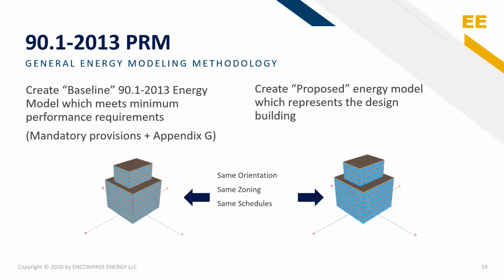And then you create a proposed model, which represents the actual design building. So it might be slightly different in terms of systems, in terms of amount of window, but a few things must be the same. So you have to have the same orientation. You can't take credit for siting on your building, though we'll talk about rotating the building. You must have the same zoning, and you have to have the same operational schedules. So there are some limitations to this one in terms of lighting and plug controls, which we'll talk about.